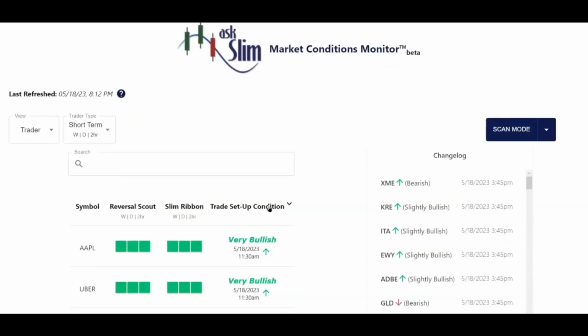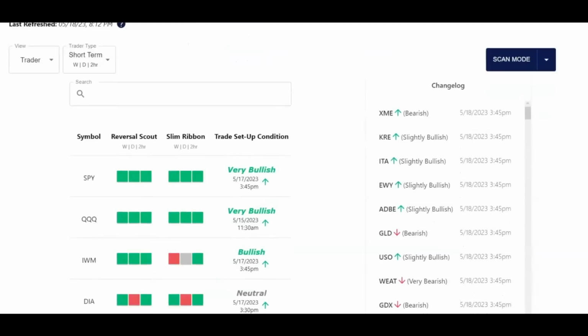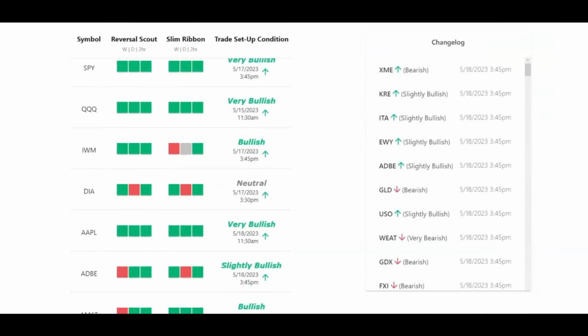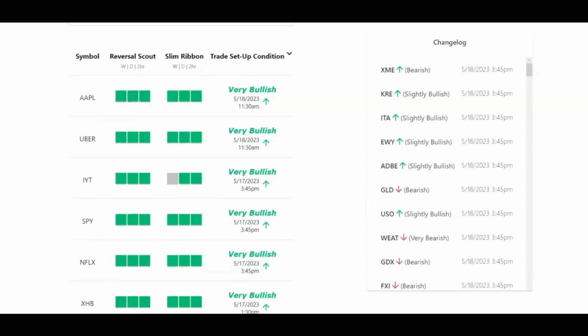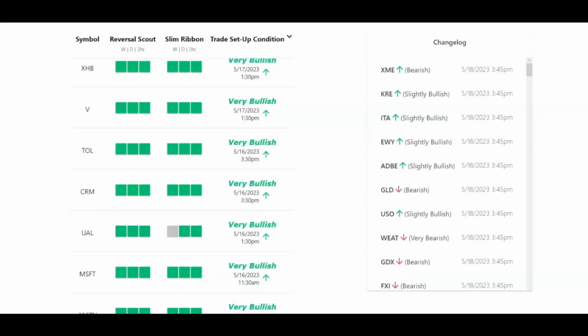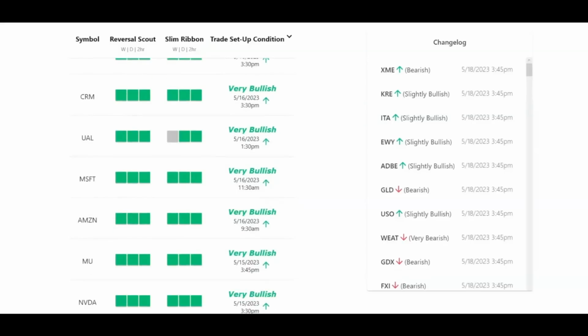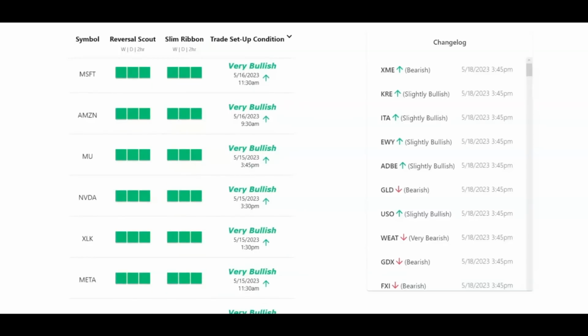We're going to take a look at what the most bullish are, and I'll just scroll down through here and you'll get an idea. So I'm going to switch to where it says only very bullish, and you can see in there Apple, Uber, IYT, transportations, SPY, Netflix, XHB. Those are the ones that are very bullish condition right now. Visa, Toll, CRM, UAL, Microsoft, Amazon, Micron, big leader on the upside with NVIDIA, and you can see that.